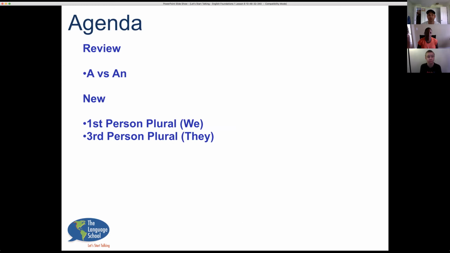We're going to review the difference between A and AN. Vamos a aprender la forma de nosotros, en inglés se dice we, y también la forma de ellos, que es they en inglés.